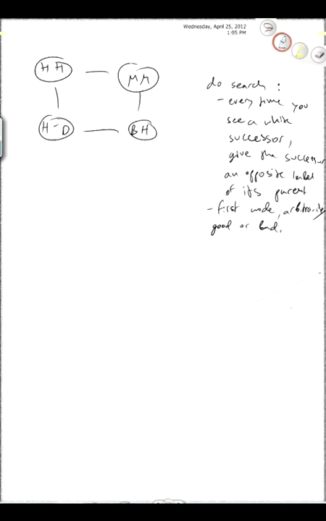So for example, here we start at HH. We label that guy good. He has two white successors, and so those we can label bad. And then we process one of them. Let's say this one. There's one white successor, so we label that good. So the next question is, how do you know if you can't do this?